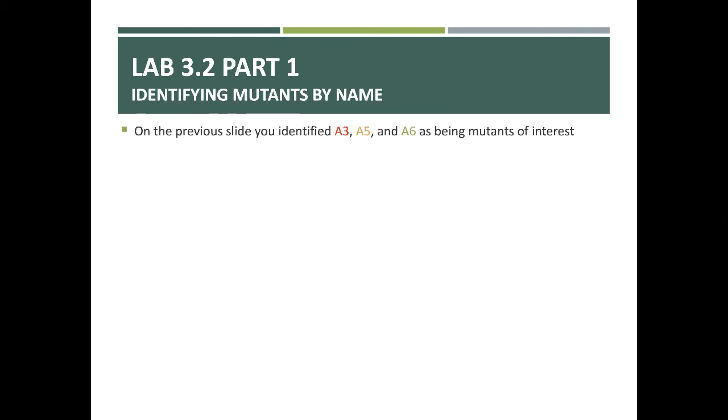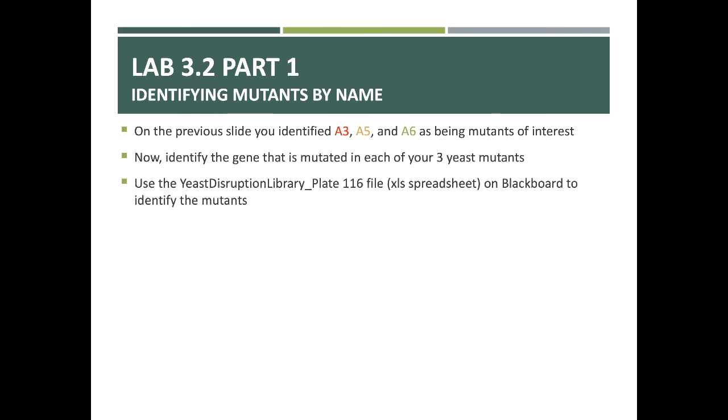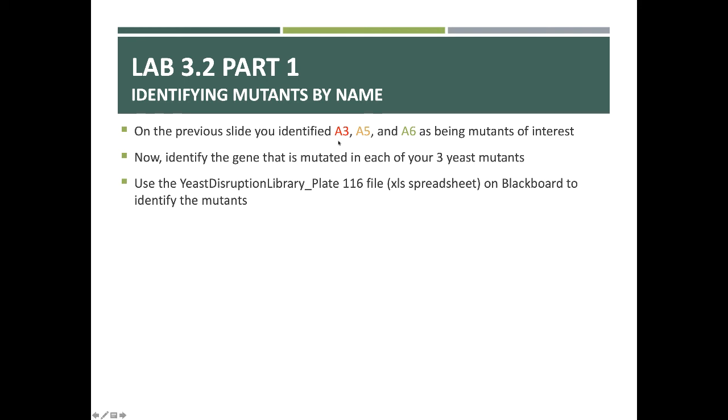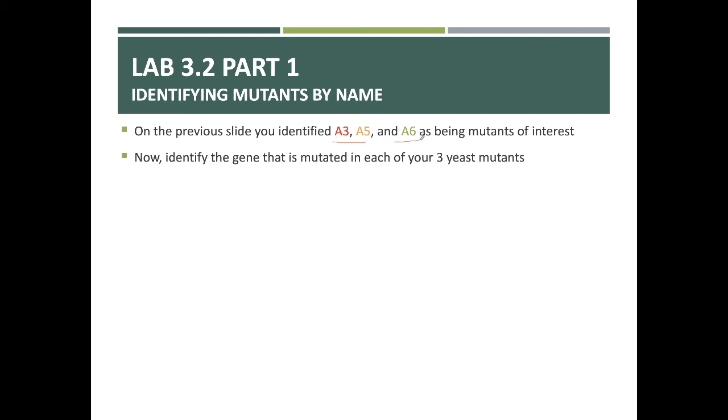Now, I went through this on the last podcast, but let me just remind you how you're going to use this A3, A5, and A6 to identify the mutants. On Blackboard, there is a yeast disruption library plate 116 file, and here's a snapshot from that file. That file contains 94 gene mutations in it. But let's just look at these, because in this example, we're only going to look at A3, A5, and A6.